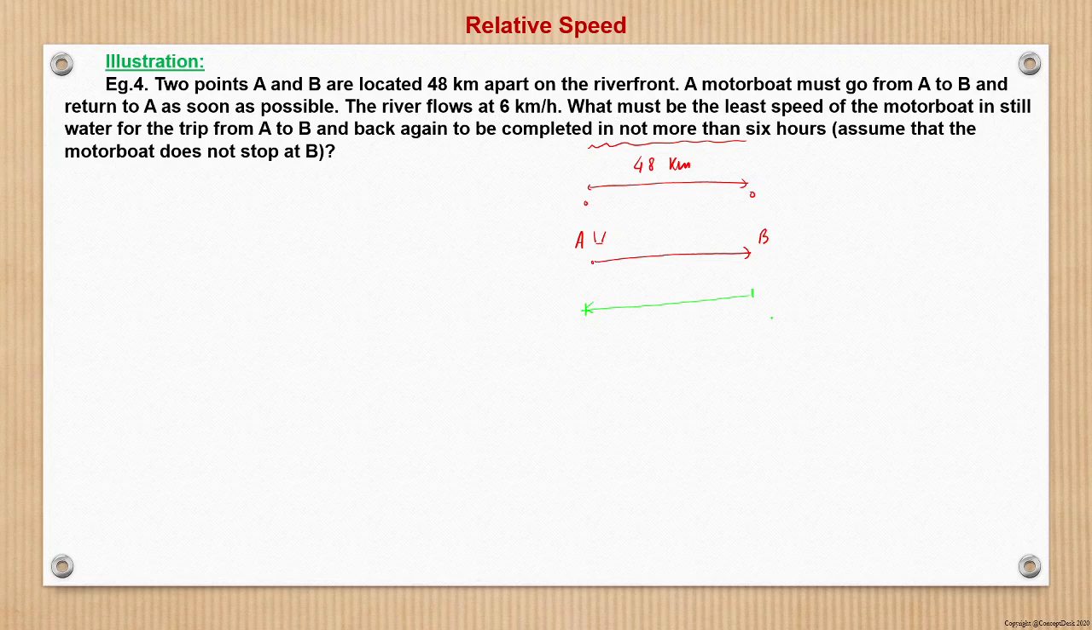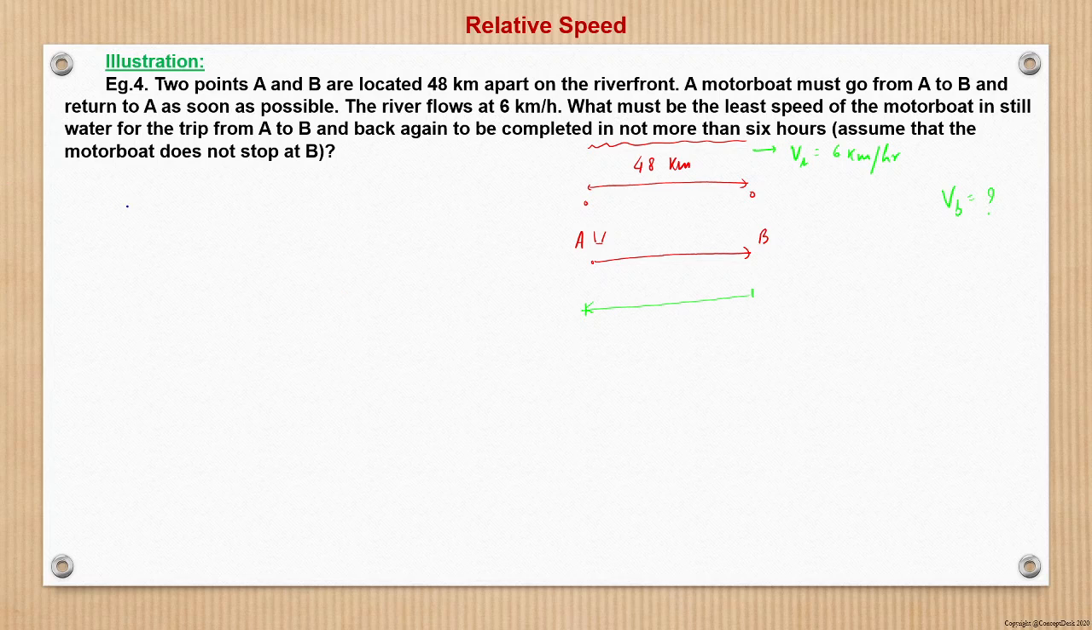The river flows at 6 kilometer per hour. So the velocity of the river, let this be in this direction, is 6 kilometer per hour. What must be the least speed of the motor boat in still water? That is VB, we have to find, so that the whole journey, that is AB and BA both back, is completed maximum in 6 hours, right?